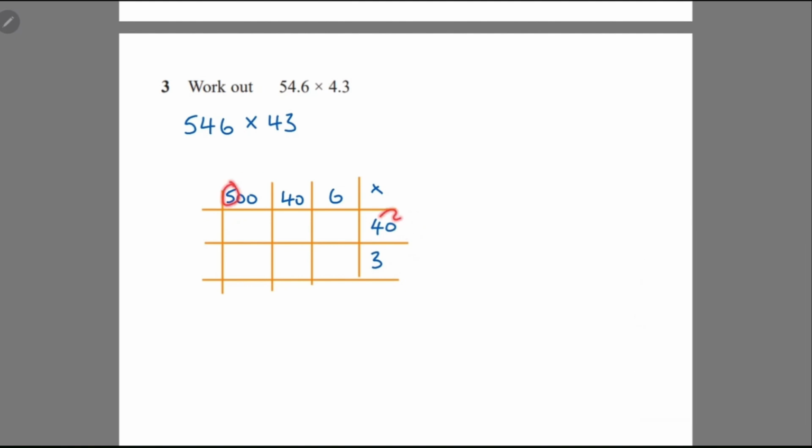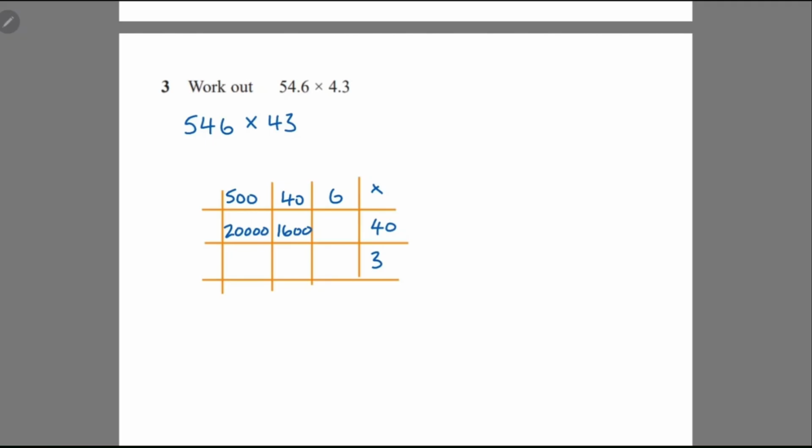So I've got 5 times 4 is 20, and then count the number of zeros you've got in the question. So you've got 1, 2, 3. So we need 3 extra zeros on the 20. For the other one, we've got 40 times 40, so we've got 4 times 4 is 16, and between the numbers can you see you've got 2 zeros there? And that's how you would complete the table.